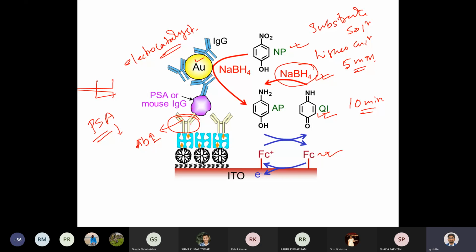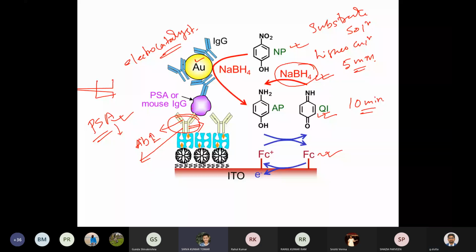Because you are using only a prostate specific antigen specific primary antibody. So that's why you can quantify only prostate specific antigen. Clear? Shiva?